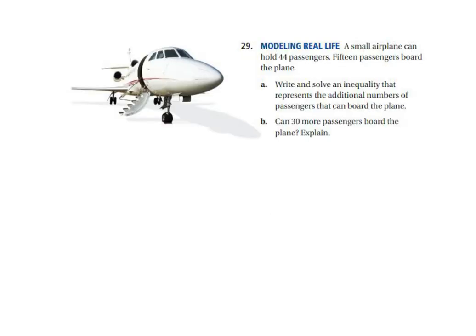A small airplane can hold 44 passengers and 15 passengers board the plane. Write and solve an inequality that represents the additional number of passengers that can board the plane. Can 30 more passengers board the plane? Explain. So our expression is going to have 44. You could have 44 people on the plane, so it could be equal to 44. But otherwise, it would have to be less than. You can't have greater than 44. So all this stuff over here is going to have to be less than or equal to 44.